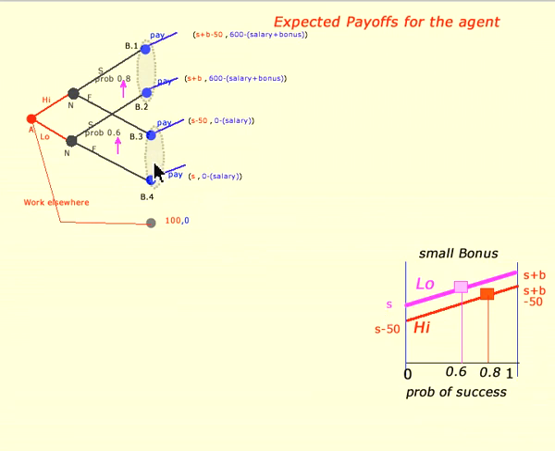If it's a low effort and a success, then you get your salary plus the bonus. That translates over to this point over here. So these endpoints are the payoffs you'd get if it was a success and if it is a failure. And the difference between them is the bonus. Now, we've made it a relatively flat line, so the difference between this height and that height is not very much. It's a small bonus.